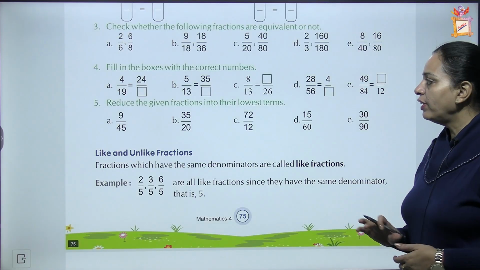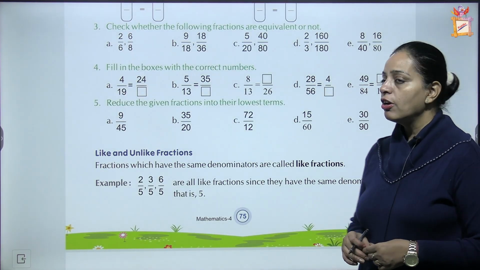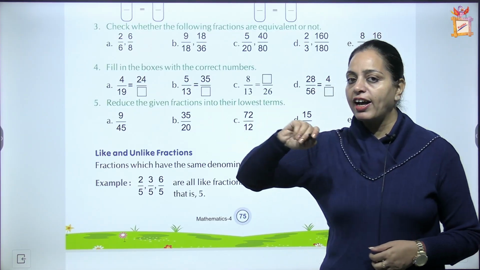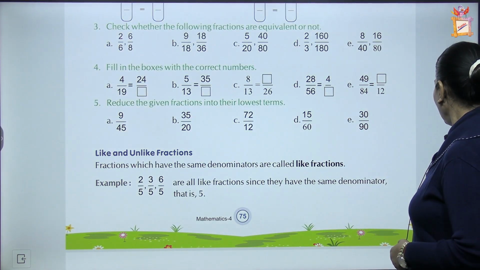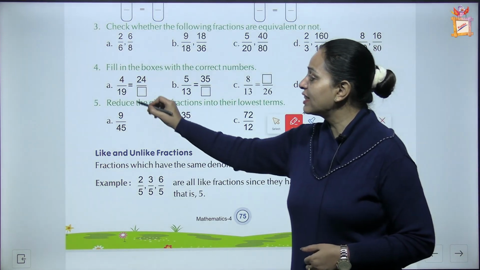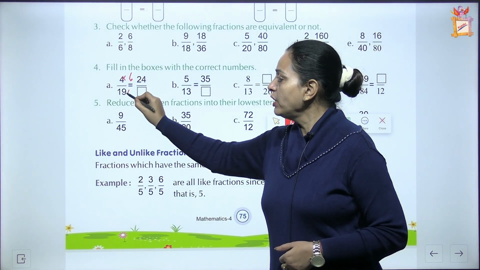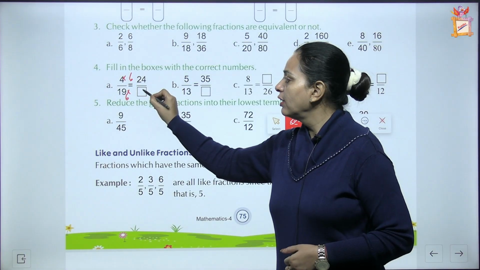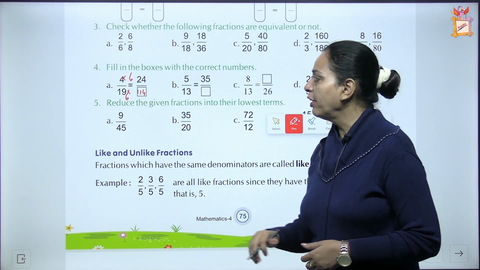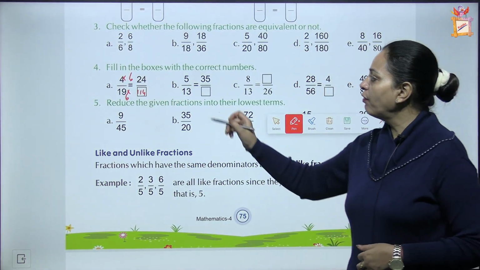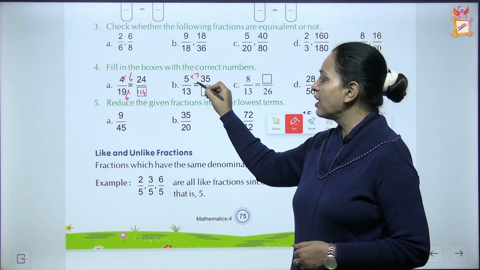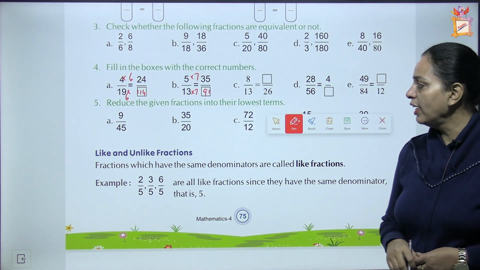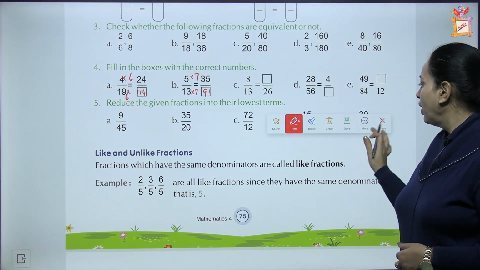The fourth one: fill the boxes with the correct numbers. A part, 4 by 19, 24 upon blank. What is the relation between 4 and 24? 4 times 6, so below also we will do 19 times 6. So what are you getting? You are getting 114. See B part, 5 and 35: 5 7s are 35, so 13 7s are 91. Okay, so like this you can try other parts.